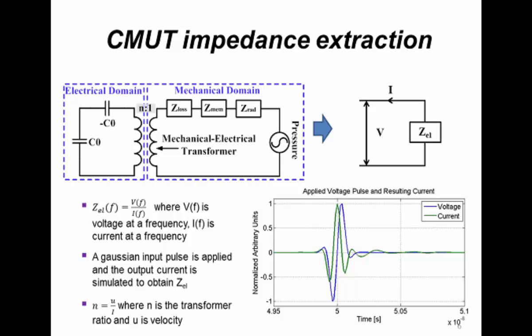On the MATLAB simulator, we simulate the current output from the Gaussian voltage input of the CMUT. Then we divide the voltage input by the current output to calculate the impedance of the CMUT. And also we calculate the velocity of the membrane to get the transform ratio from these equations.